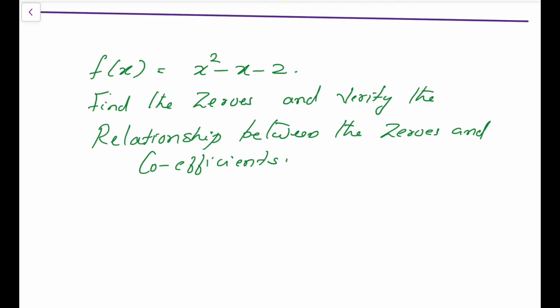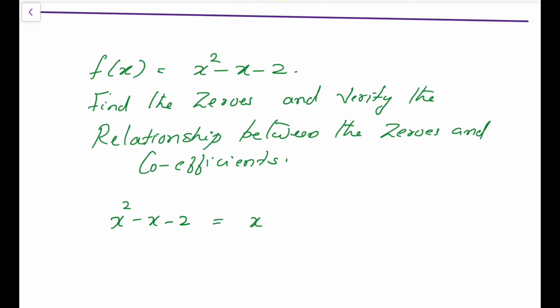f of x is equal to x squared minus x minus 2. You have to find the zeros and verify the relationship between the zeros and the coefficient. To find the zeros, you have learned in 9th standard factorization. So we have to factorize and find the zeros.